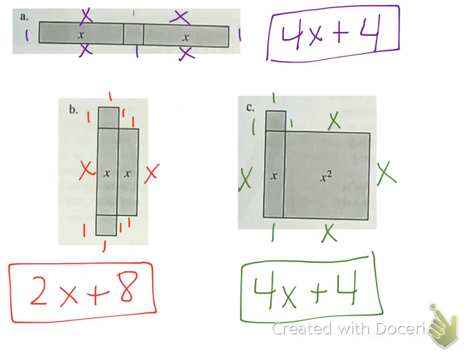Okay, so check your answers here. For A, you should have 4x plus 4. If you did not get that, check and see how I labeled over here. For B, right here. And for C, right here. So we'll practice that some more. And that's all I have for you on combining algebra terms.